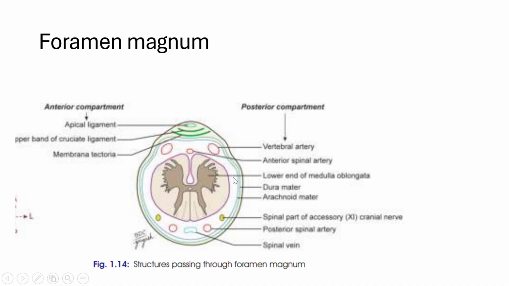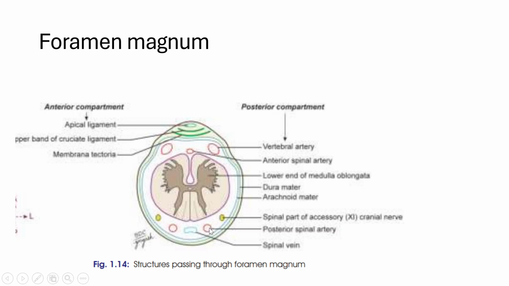So this is your pia mater, the purple color, the green is arachnoid mater, and this is the dura mater. Along with its three meninges, the lower part of the medulla oblongata is passing in the posterior wide part. Now, the subarachnoid space is between the arachnoid and pia mater. This area is the subarachnoid space.